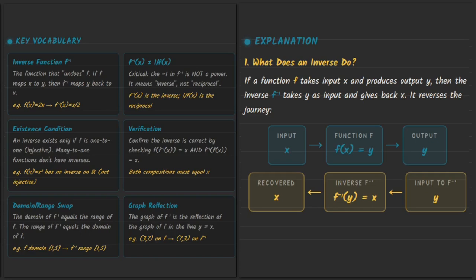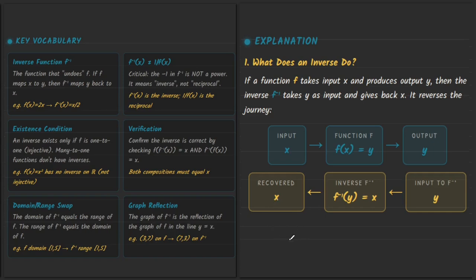So let's start by first of all looking at what inverse do. If you have a function f, now if the function f takes an input and produces an output, as you see over here, this is an input, and then it will produce an output through our function. Then what the inverse does is, what you got as your output, it will also give you back your input. So it just reverses the journey you have gone through.